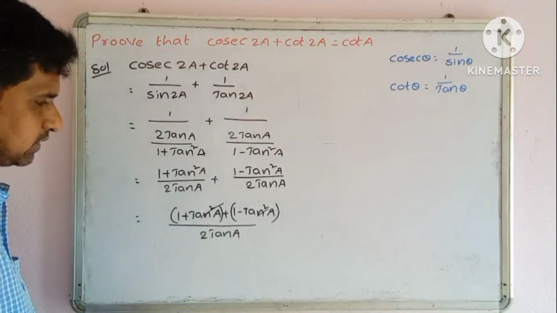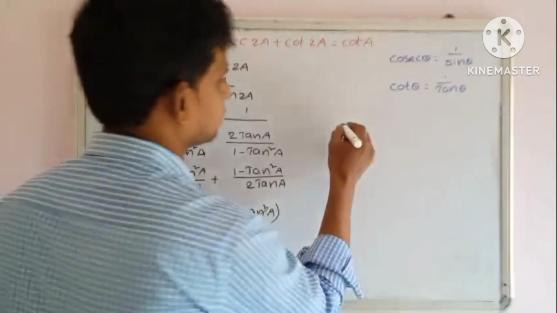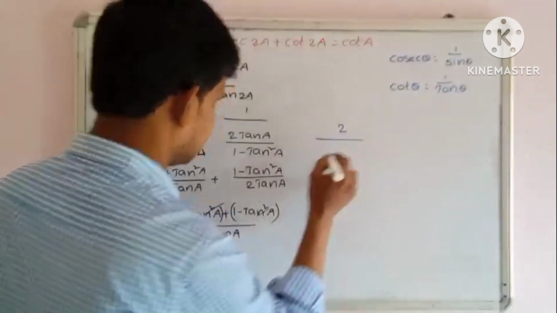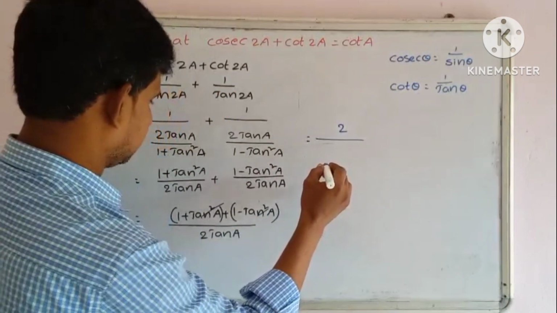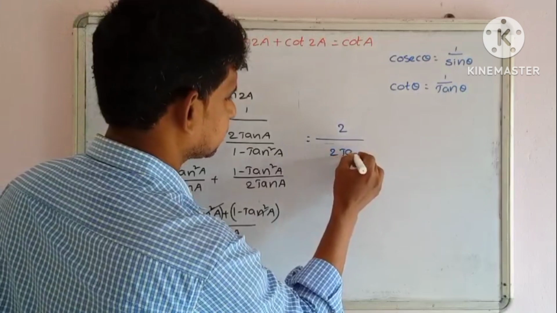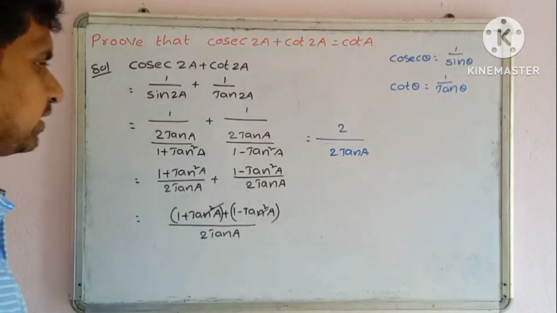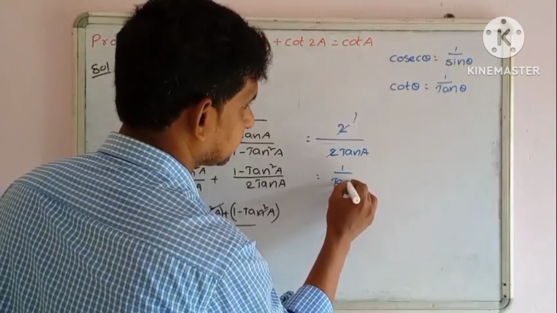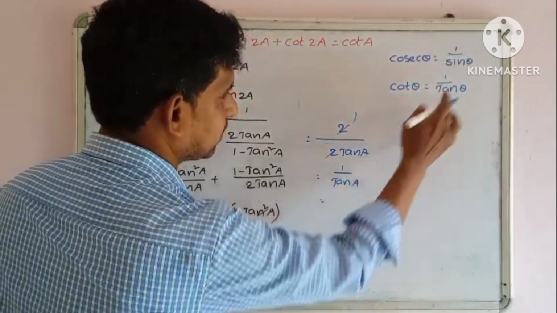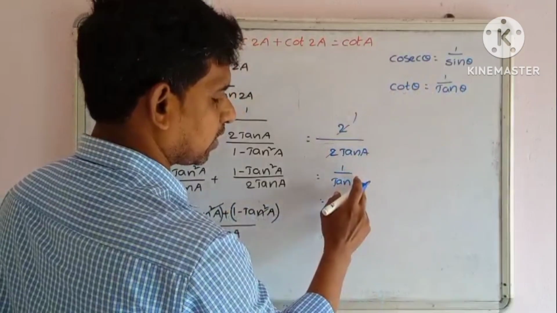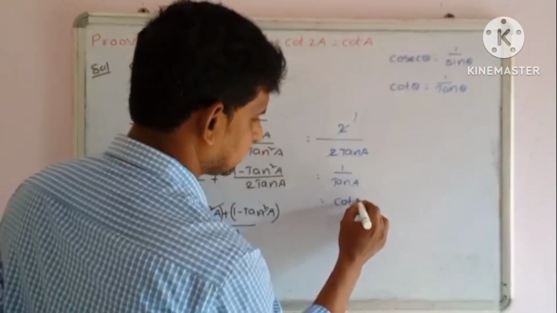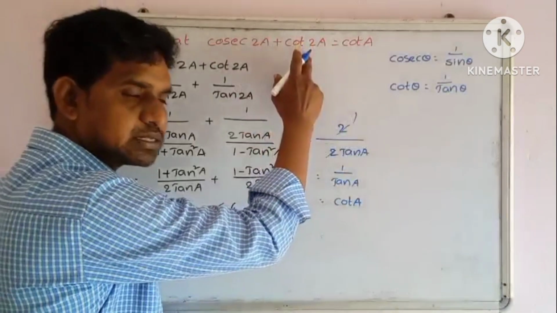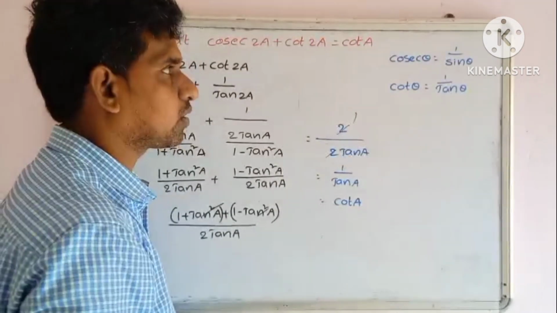So 1 plus 1 is 2, giving 2 by 2 tan a. Now 2 cancels with 2, so 1 by tan a. What is the value of 1 by tan a? 1 by tan theta is cot theta, so 1 by tan a is cot a, which equals the RHS. Therefore cosecant 2a plus cot 2a equals cot a.